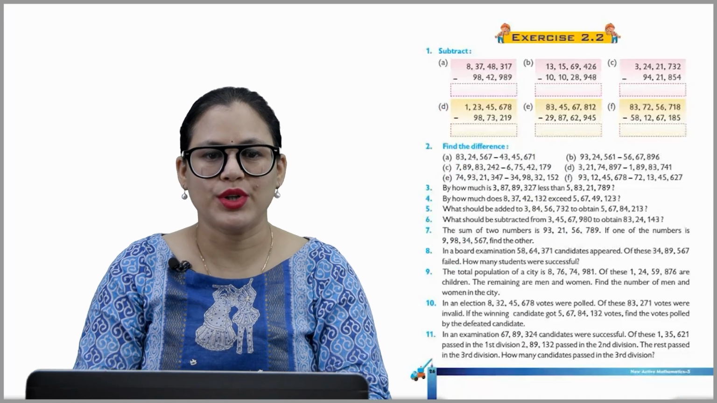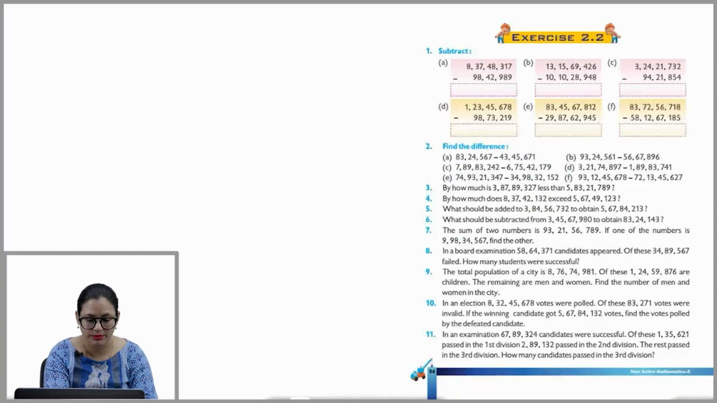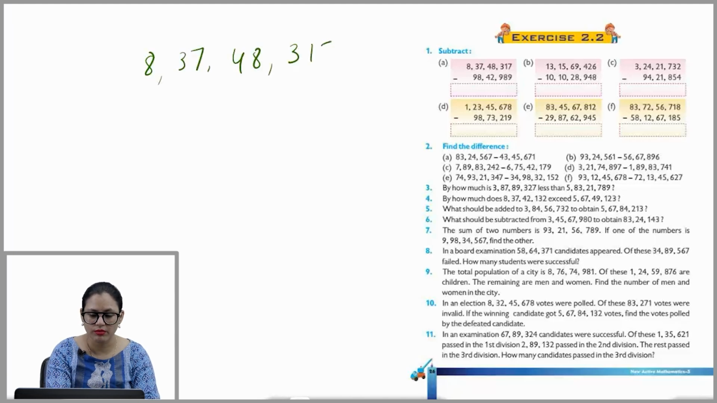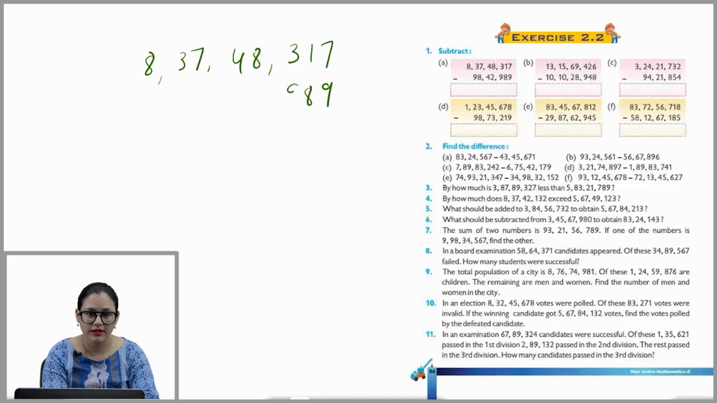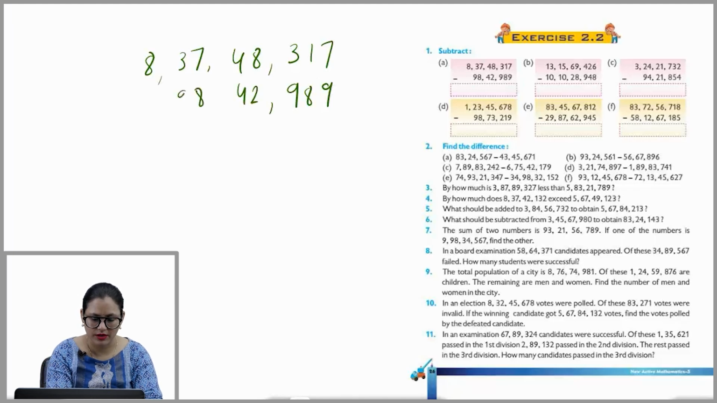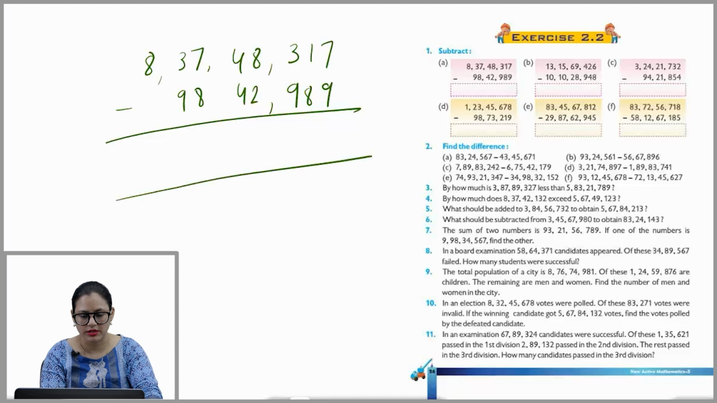Exercise 2.2, we have to subtract from this number. Here in this chapter, we are using more than 8 digit numbers. 9, 8, 9, 8, 9. Okay. Now let's subtract.